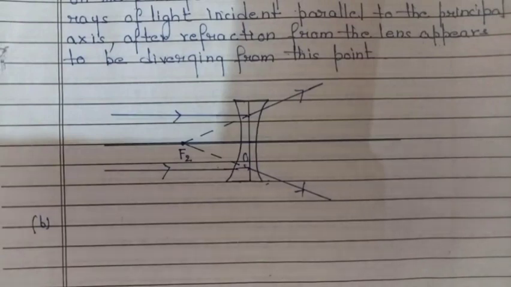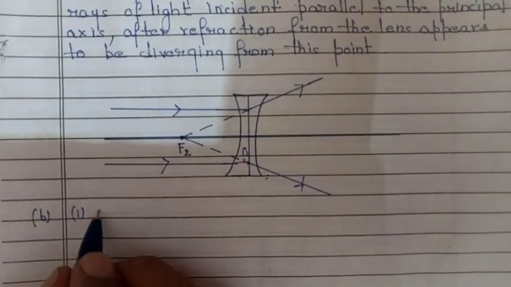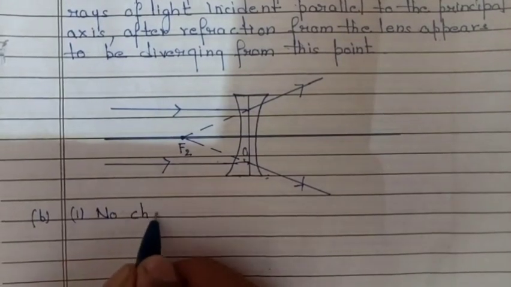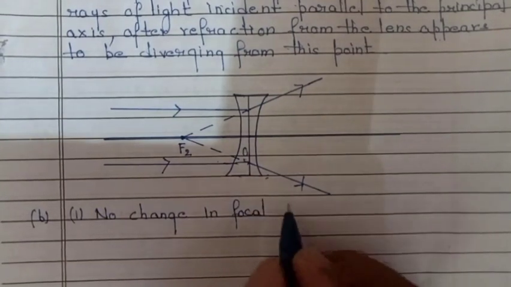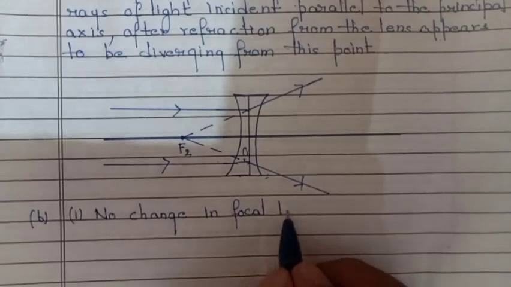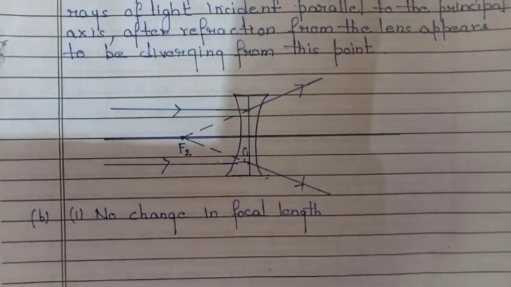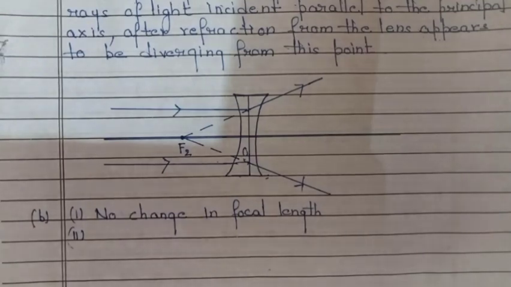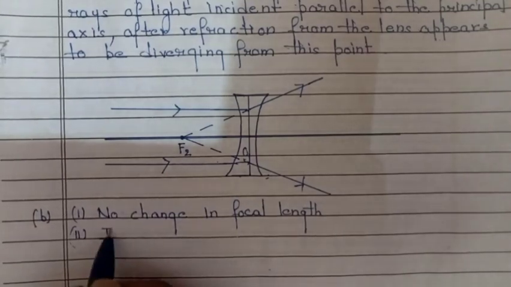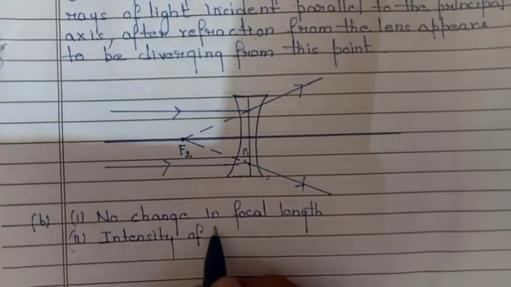This is clear. So in the first part, they have asked what change in the focal length. There will be no change in focal length. We are covering half the lens, but we will say there will be no change in focal length. Focal length can change if we take different medium on both sides of the lens. In the second part, they are saying how the intensity of the image will change. So intensity of image will decrease.